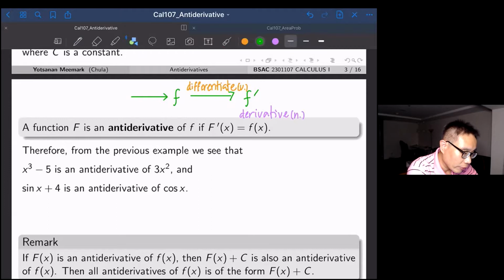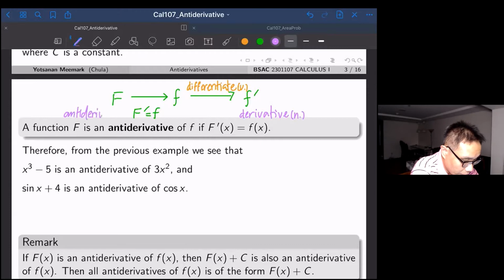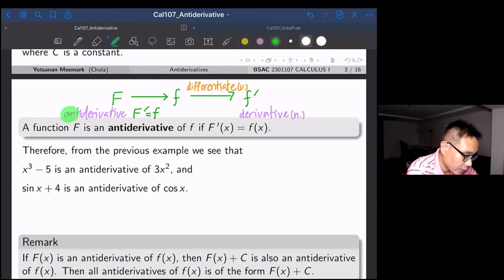So you're gonna find the function capital F that will have derivative equal to the small f. So this guy, F prime, equals the small f. This one will be called the antiderivative. So the function capital F will be the antiderivative, and you see that we have a prefix, anti.